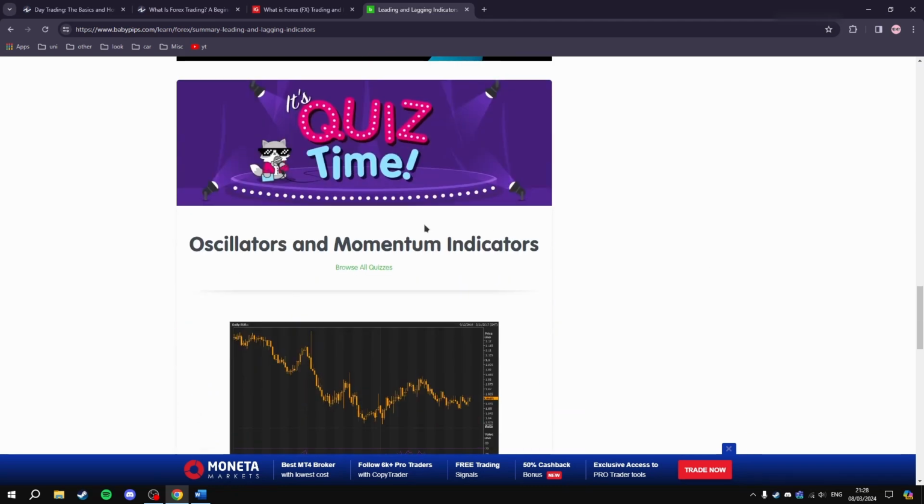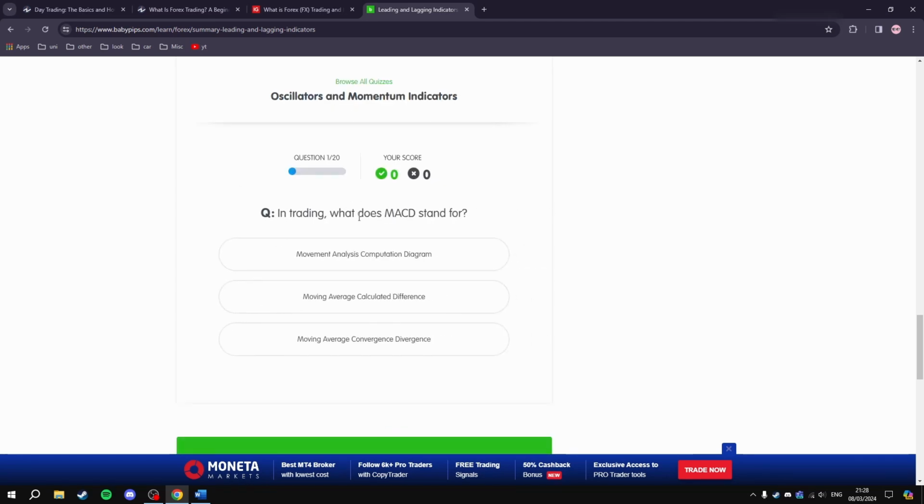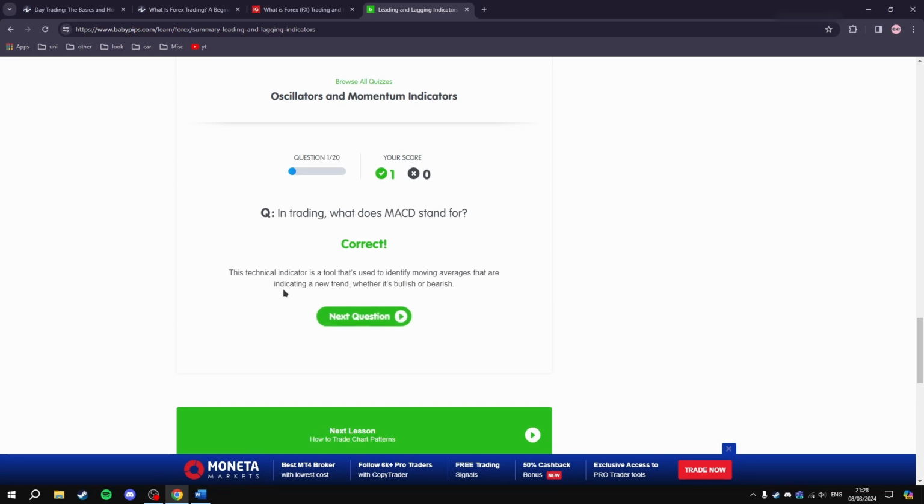Quiz time. Oscillators and momentum indicators. Gauging the strength of trends and potential exhaustion points in price action are important, and oscillators and momentum indicators can help. In trading, what is the MACD? So, moving average convergence divergence. Correct. This technical indicator is a tool that's used to identify moving averages that are indicating a new trend, whether it's bullish or bearish.